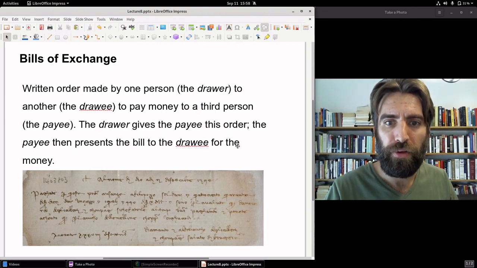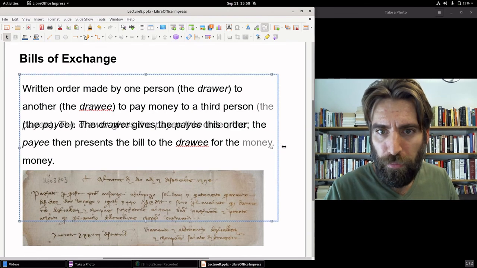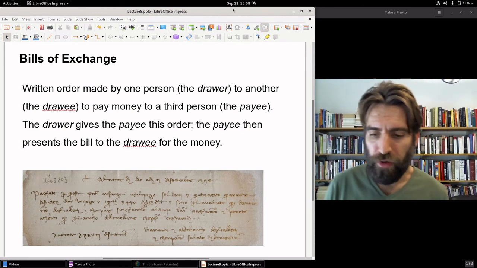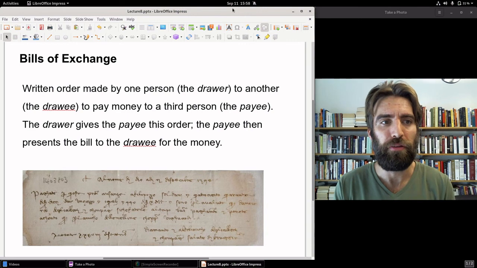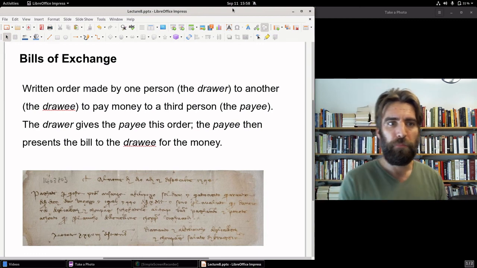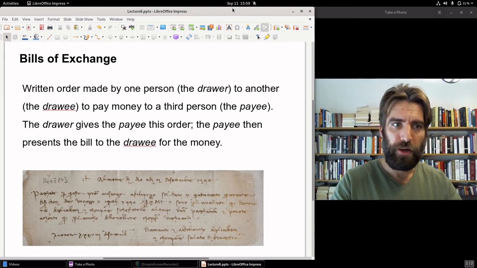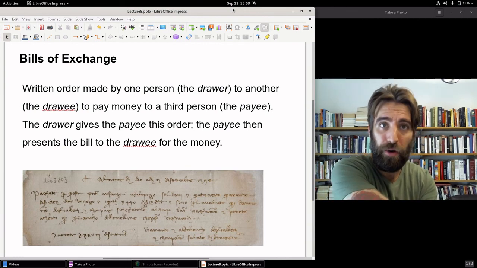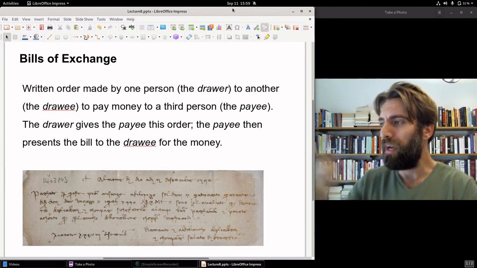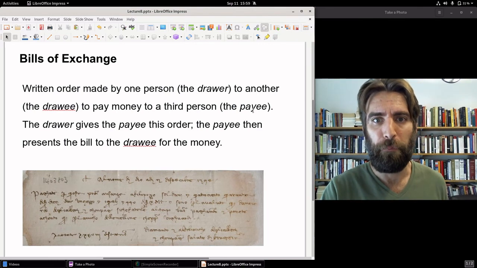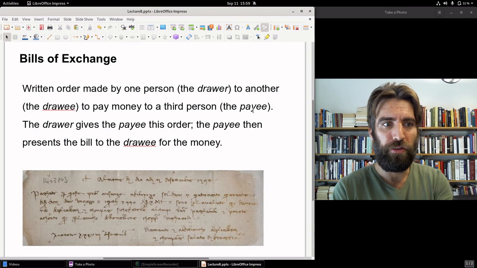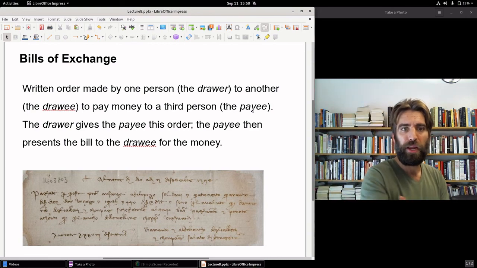A bill of exchange, and this will sound a little complicated at first, but bear with me, because there's a practical analogy here. It'll make sense. A bill of exchange was a written order made by one person, and that person was called the drawer. The order was written up to another party called the drawee, and the order stated to that party, you pay money to this third person, the payee. The drawer gave this written order to the payee. The payee then took that bill and presented it to the drawee for the money.